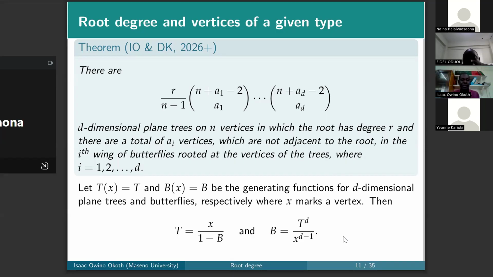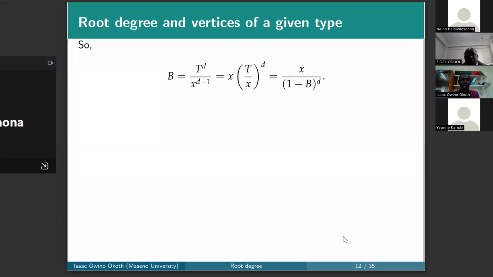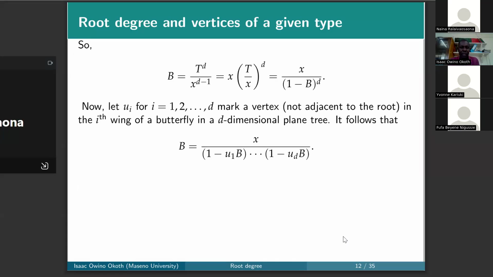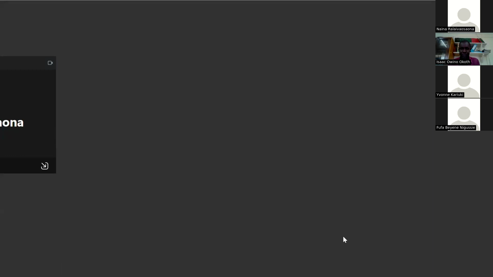Then it means that we need to divide by x^(d-1) so that we don't overcount the vertices. And so B, which is the butterfly, is going to be given by x over 1 minus B. That's just by rearranging that. So we can let u_i mark a vertex, not adjacent to the root, in the ith wing of the butterfly in a d-dimensional plane tree. Then B, which is the butterfly, is going to be given by a sequence of butterflies. So that's why it is x over 1 minus u_1 B all the way to 1 minus u_d B.